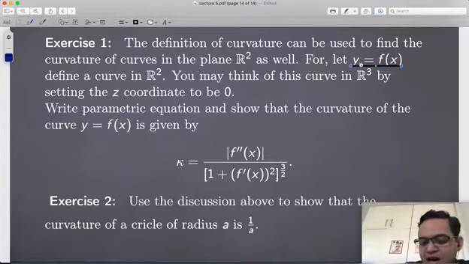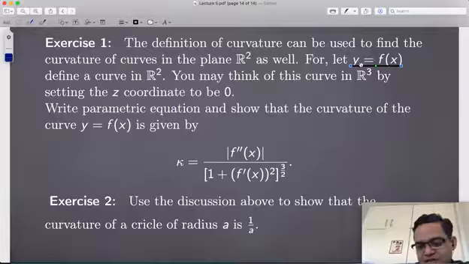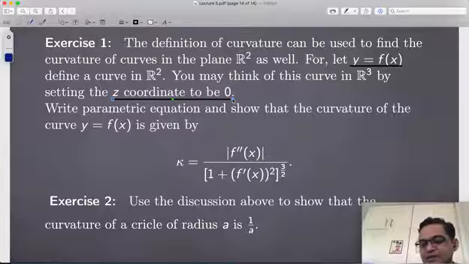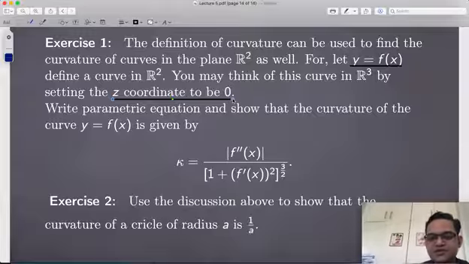so this is going to give you a curve in R2. What you can do is think of this curve in R3, or in space, by setting the third coordinate, the z coordinate, to be 0. Now you have a curve in R3, and you know how to compute its curvature. So that's what you need to do here. All you need to do is write down the parametric equation of this in space: r equal to x(t), or f(t), g(t) and h(t).